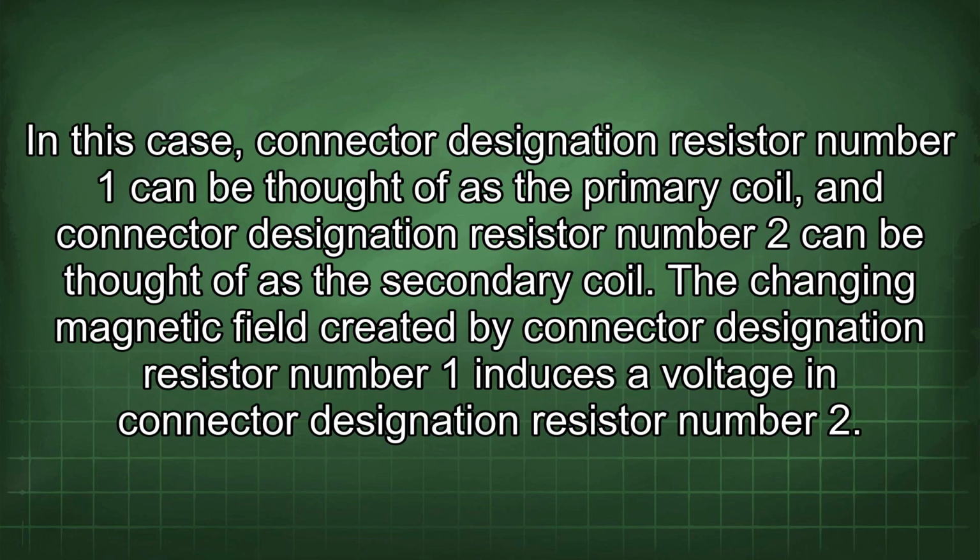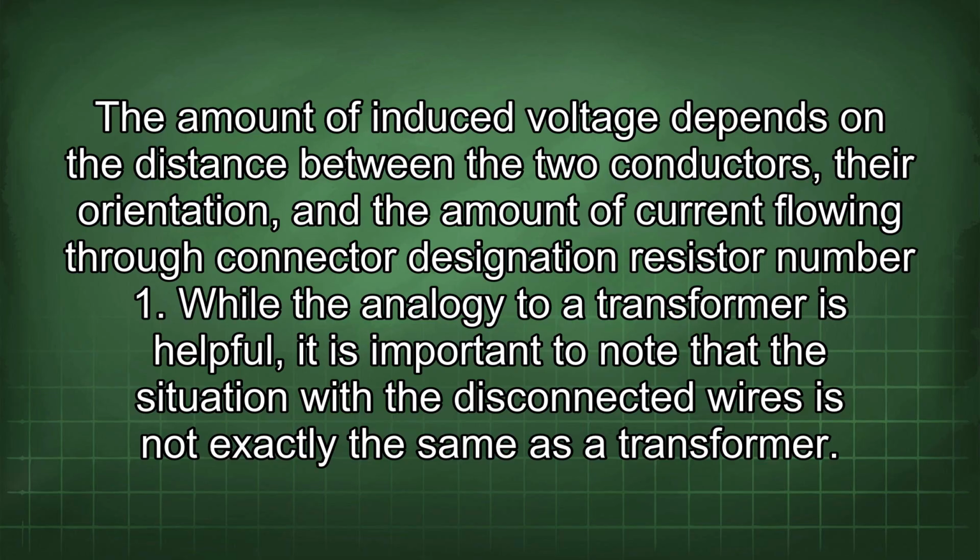In this case, connector designation resistor number 1 can be thought of as the primary coil, and connector designation resistor number 2 can be thought of as the secondary coil. The changing magnetic field created by connector designation resistor number 1 induces a voltage in connector designation resistor number 2. The amount of induced voltage depends on the distance between the two conductors, their orientation, and the amount of current flowing through connector designation resistor number 1.